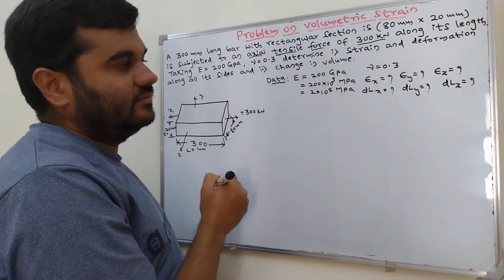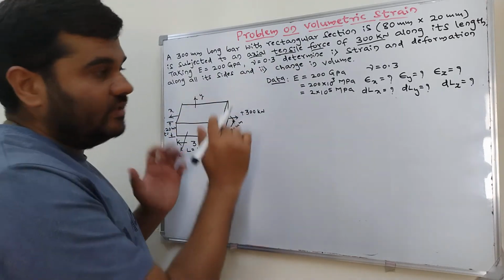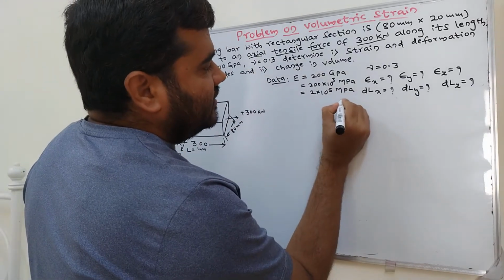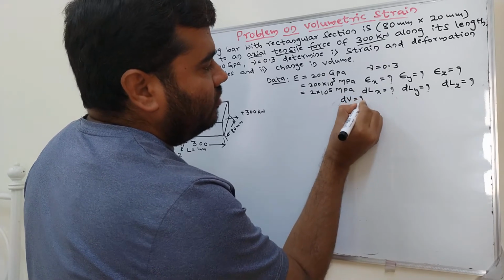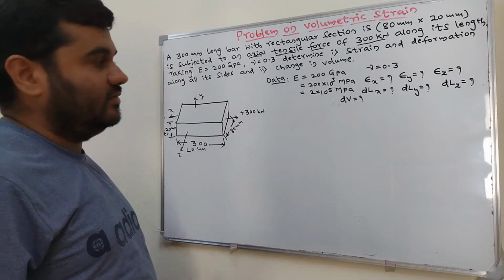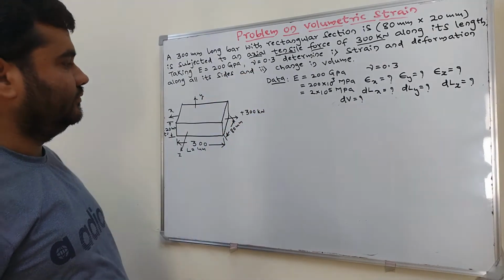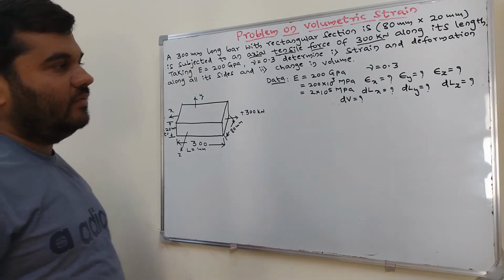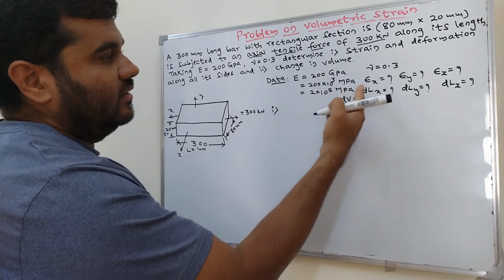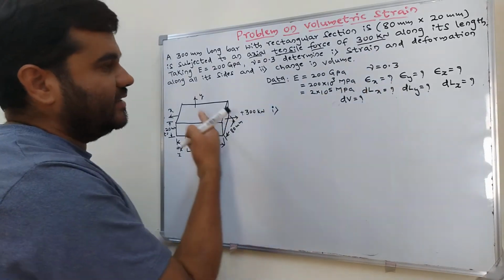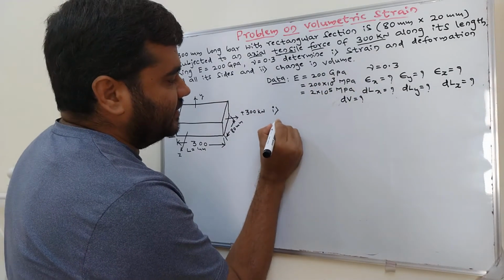That is the first bit. And the second bit is change in volume. Total change in volume, how much? That we need to find out here. Okay, now we'll go one by one. To find out the first bit, strain in x direction, strain in y direction, strain in z direction. First I'll go with strain in x direction.